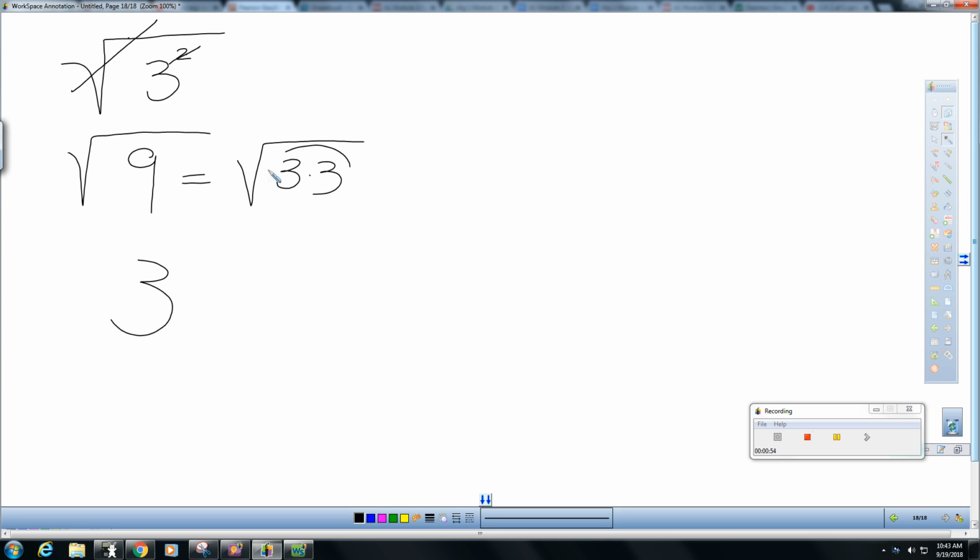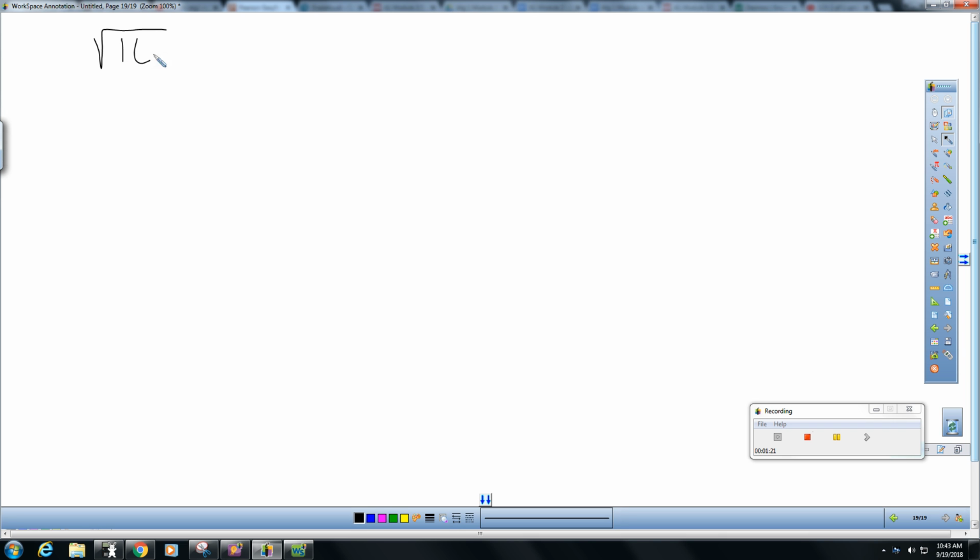Anytime you have a pair of numbers in here, you can take them out and put them outside of the radical. All right? Now let's do another relatively simple one. What's the square root of x squared? Very good. It's x. Okay? Let's move on.